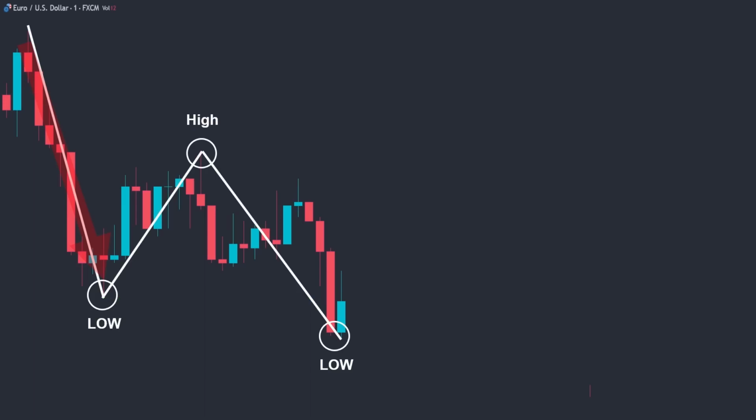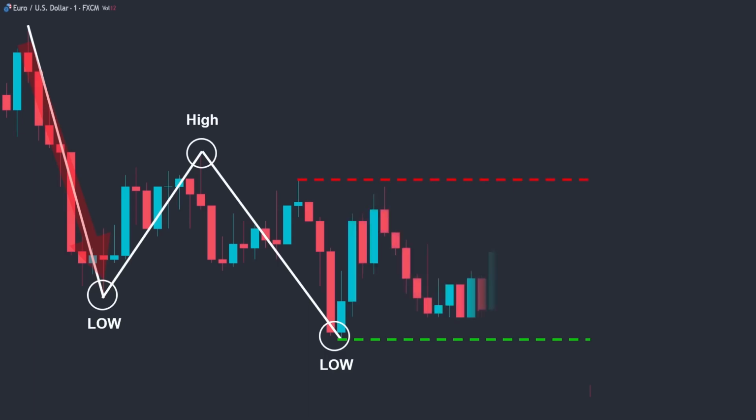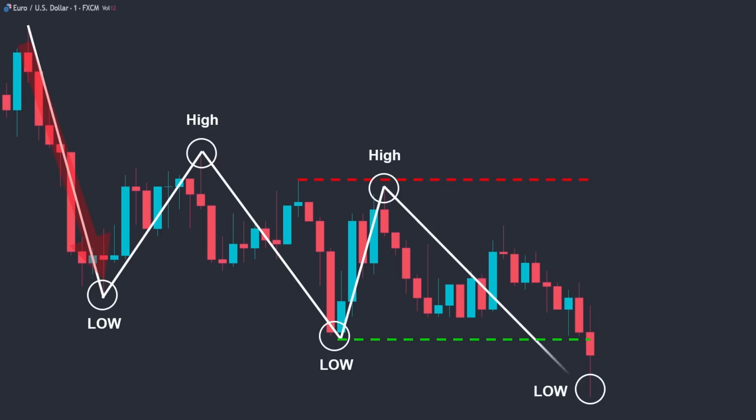It's important to note that our trend identification primarily relies on these major swings. Following this, we wait for the price to either break the high to the upside or the lower low to the downside. Once again, the peak point between these consecutive lows becomes our major high.